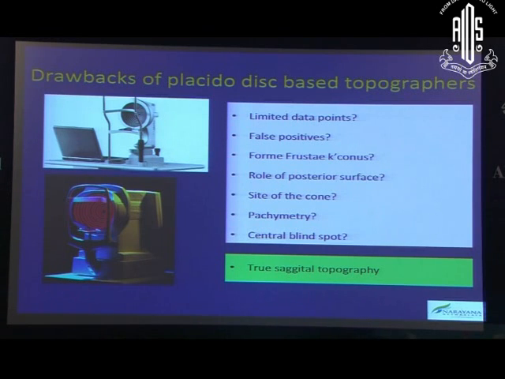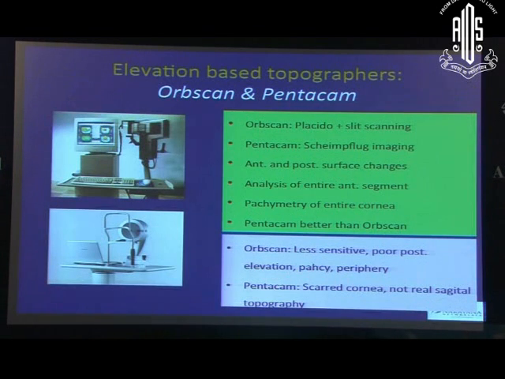It's not real. Also, you do not have any idea about what's happening in the posterior surface and pachymetry and so on and so forth. But it actually gives you true topography. This is how refraction from the surface of a cornea would be, or rather tear film would be.